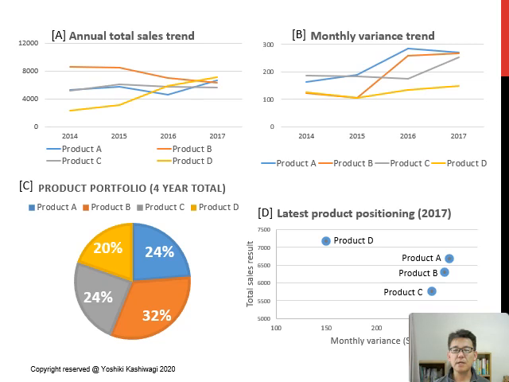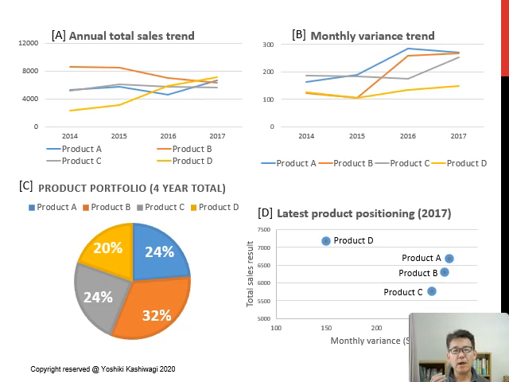And lastly, the chart D, I combine the two axes. One is sales result, that's a total, and monthly variance. So I apply the two index. One is total, one is variance. In this case, that's the distributed standard deviation. So you can show the results from the two different approaches at the same time. This is a result of 2017. As you can see, product D sold the most, the highest. At the same time, the risk or variation, the variance or distribution, was the lowest.